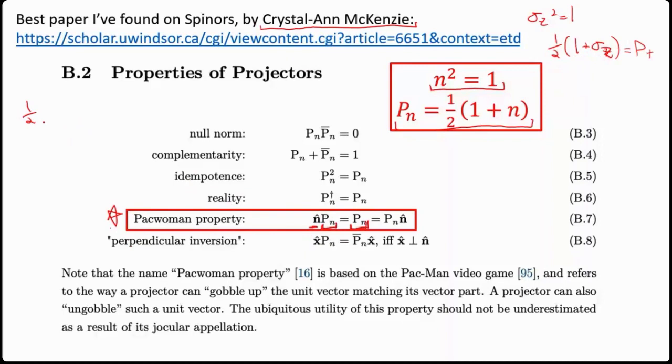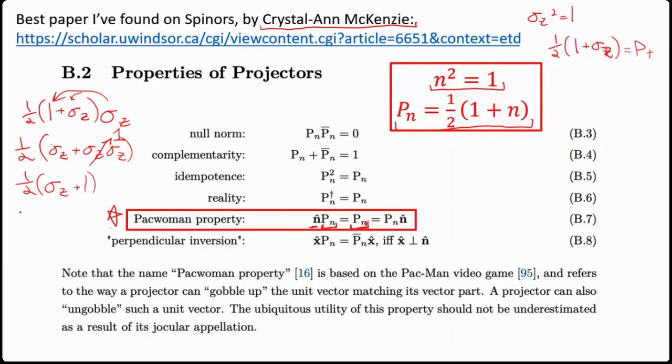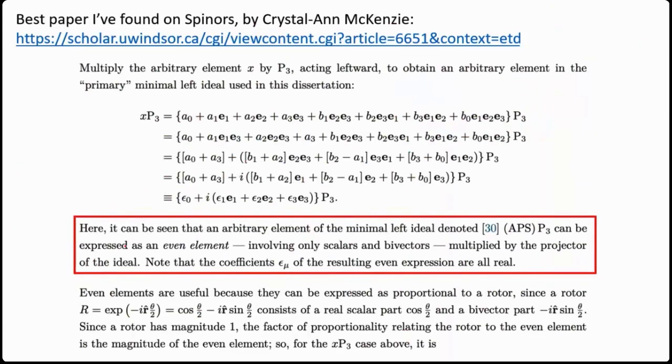So I'll show you with sigma z why that happens. If I multiply by sigma z and put it inside, then I'll get sigma z here, and then I will get sigma z squared, and that goes to 1. So you can see I just ended up with what I started with. So basically, when a projector is defined with some unit vector, it kind of eats up the unit vector and it just kind of disappears. So she called that the Pac-Man property. And I'll show you why that's useful.